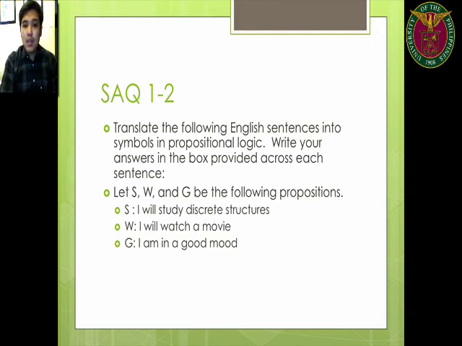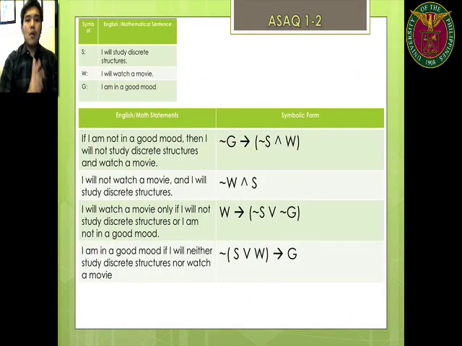So let S, W, and G be the following propositions. S means I will study discrete structures. W means I will watch a movie. And let G stand for I am in a good mood. Okay, now let's try to do the conversion.